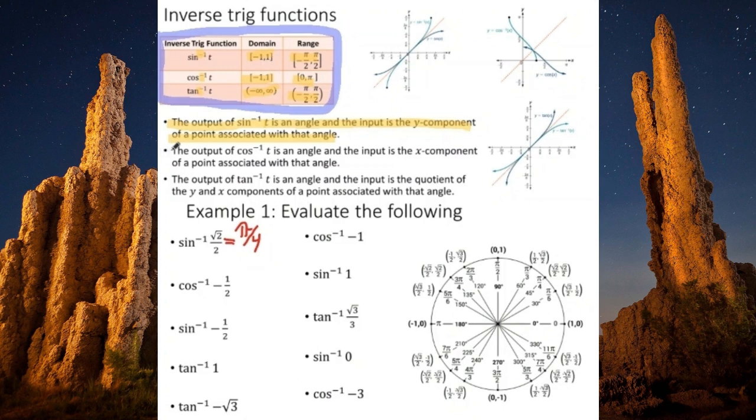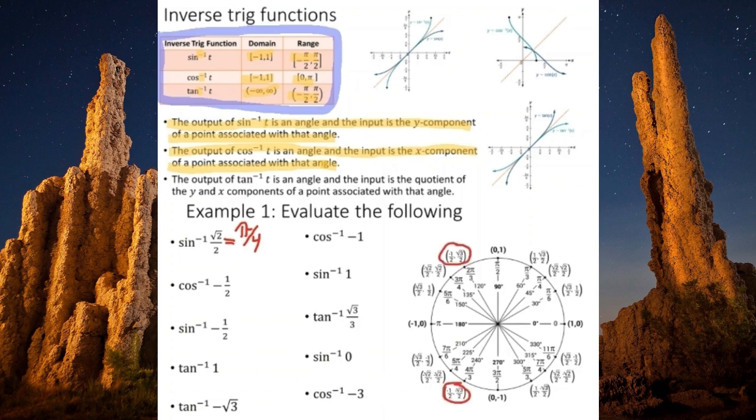Next, for cosine inverse, the output of cosine inverse of t is an angle, and the input is the x-coordinate of that point associated with that angle. So if I want to evaluate cosine inverse of -1/2, since we're working with cosine inverse, the -1/2 would represent an x component of a point on the unit circle.